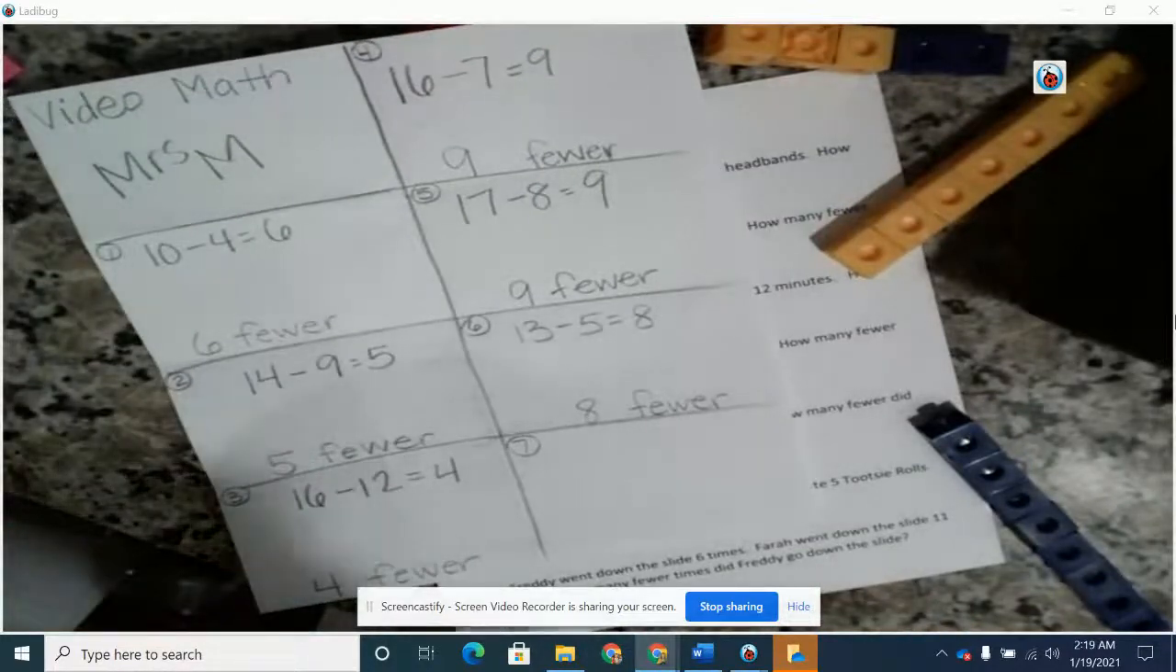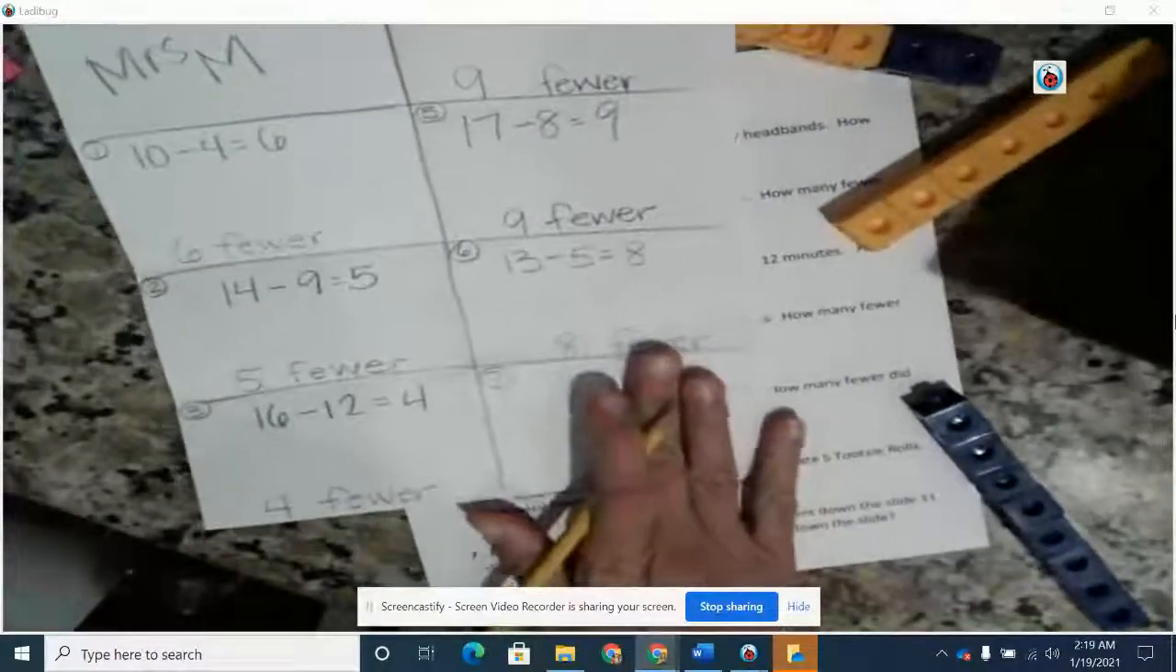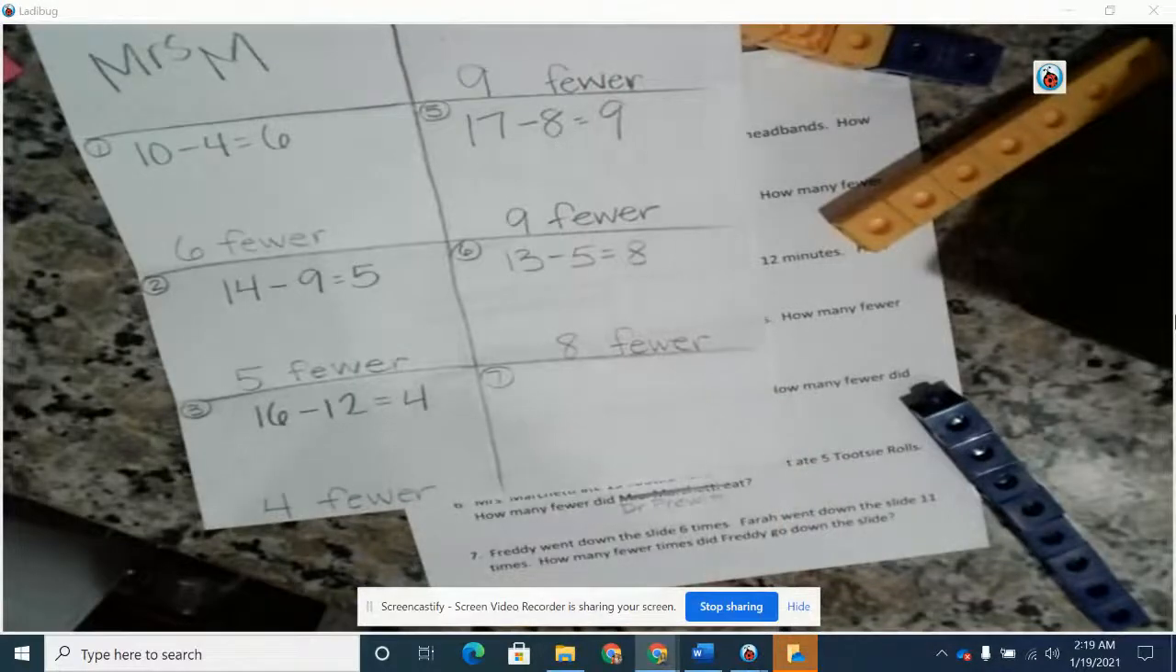So the last one I'm going to have you do, Freddie went down the slide 6 times. Farrah went down the slide 11 times. How many fewer times did Freddie go down the slide? So we're going to set up that equation. How would you set that up?